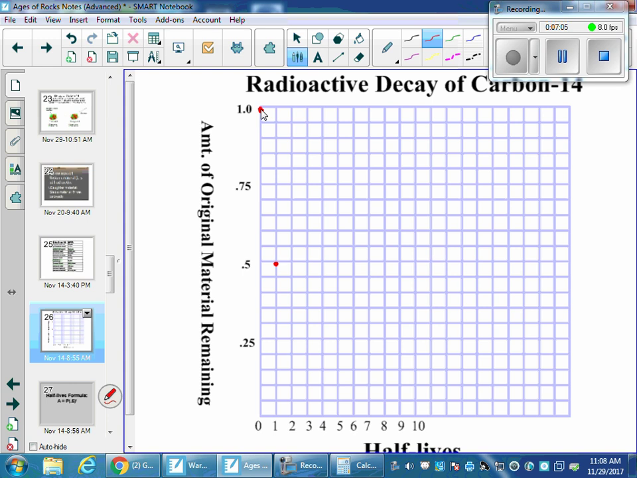Now after 2 half-lives, we've lost a half of that remaining half, which means we only have 1/4 of it left, or 0.25. After 3 half-lives, we lose half of that again, and we are at 12.5% right here. Now, if you look at this over time, we can fill in this curve. It is an exponential decay curve here. It's going to go like this.